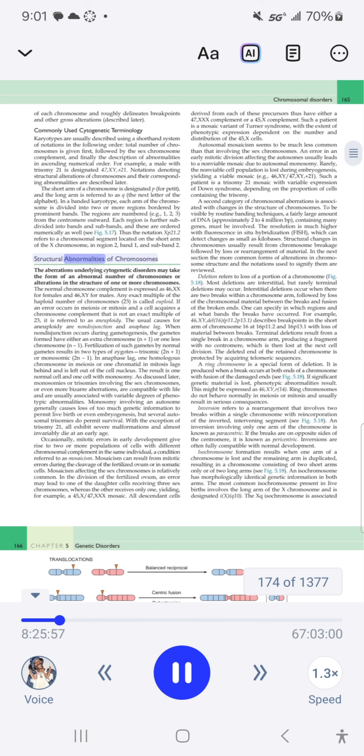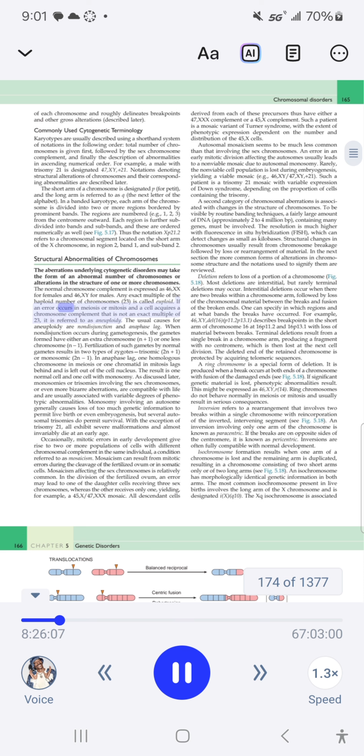Structural abnormalities of chromosomes. The aberrations underlying cytogenetic disorders may take the form of an abnormal number of chromosomes or alterations in the structure of one or more chromosomes. The normal chromosome complement is expressed as 46,XX for females and 46,XY for males. Any exact multiple of the haploid number of chromosomes, 23, is called euploid.